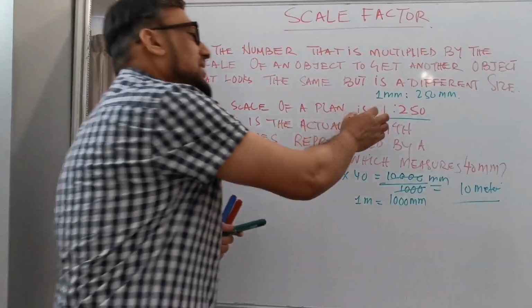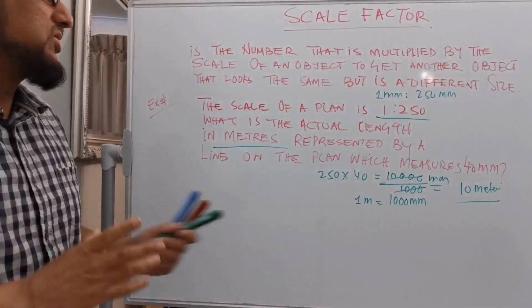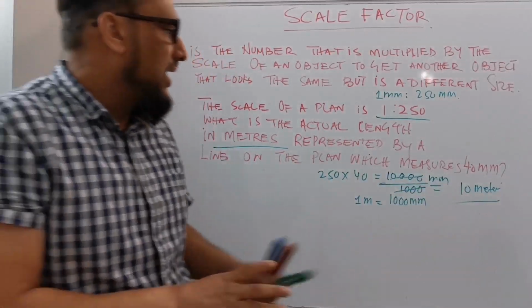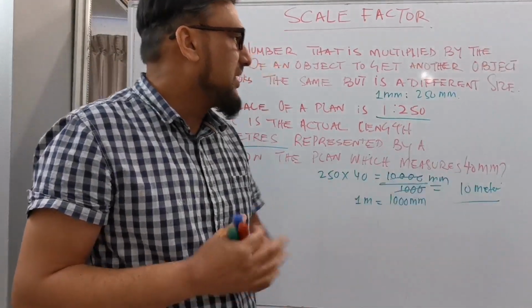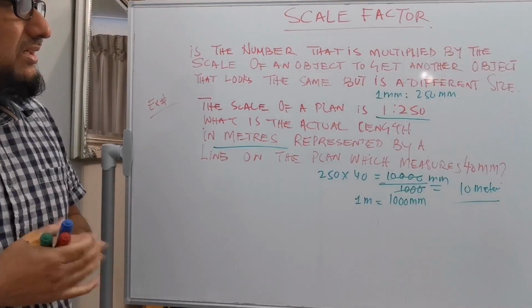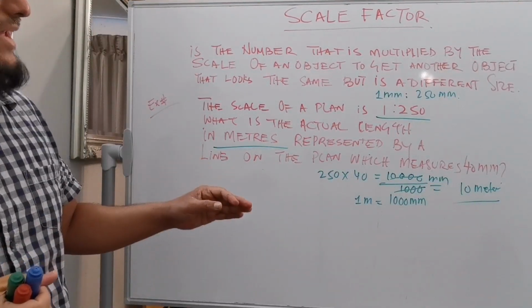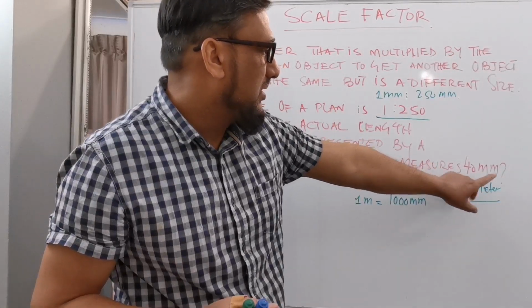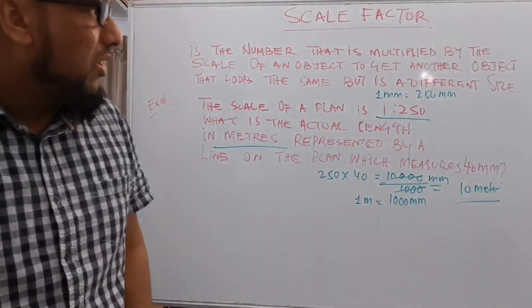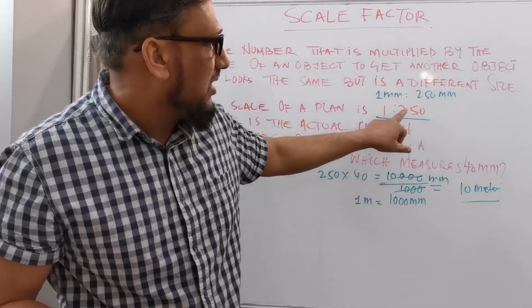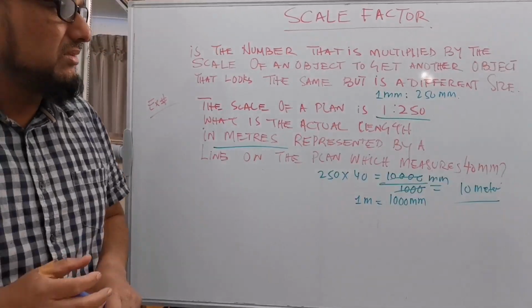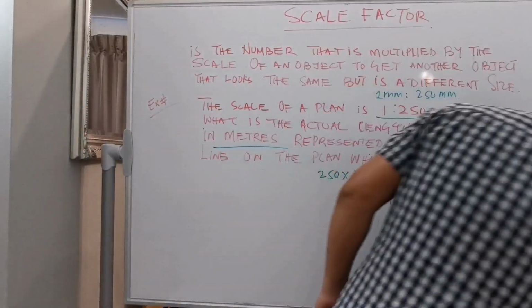So if the scale is 1:250, you simply multiply by 40 to get the answer in millimeters and divide by 1000 to get 10 meters. So on the basis of this scale, the actual size is 10 meters.